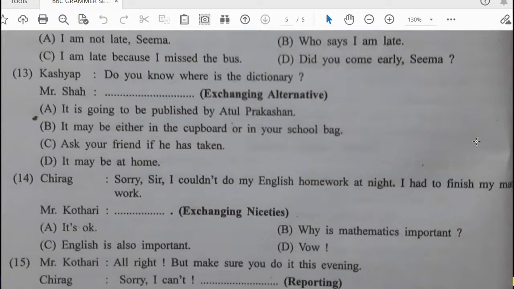Kashyap said, do you know where is the dictionary? Mr. Shah said, dash dash, exchanging alternative. બરાબર alternative આપવાના છે. See option. It is going to be published by Atul Prakashan. B. It may be either in the cupboard or in your school bag. Option C. Ask your friend if he has taken. And option D. It may be at home. Right? So alternative suggested with either or. So the answer is our option number B. It may be either in the cupboard or in your school bag.